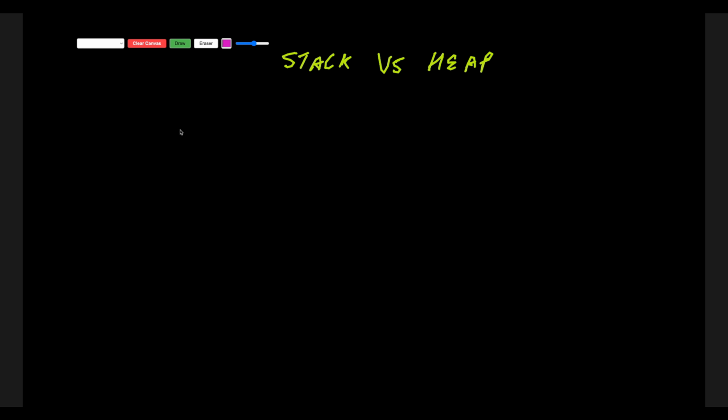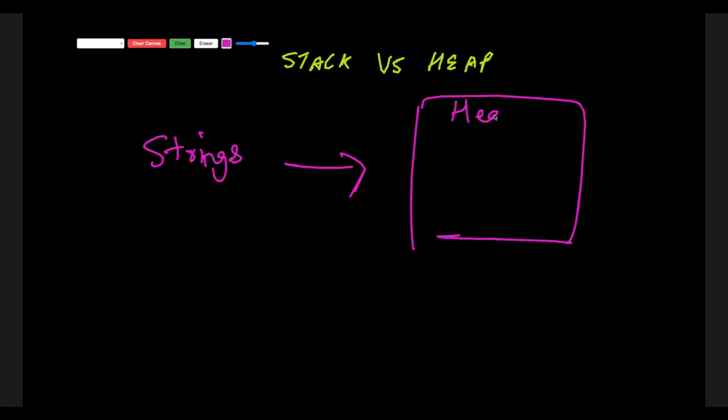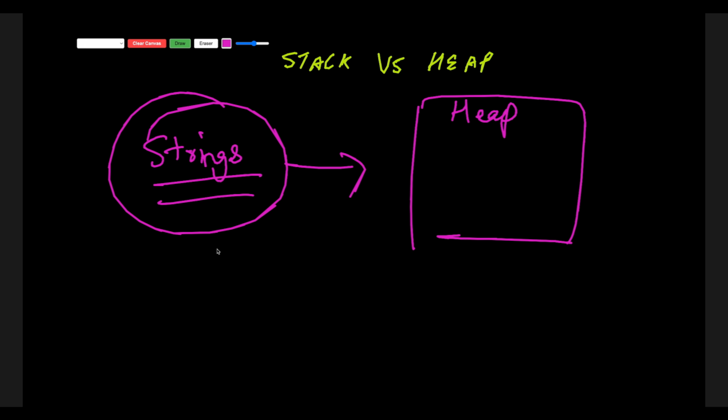Now the last point is what is the string pool. So basically Java stores the strings inside the heap memory, because strings are not primitive data types in Java, they are objects. But these strings will be stored in the heap at a special place called the string pool.